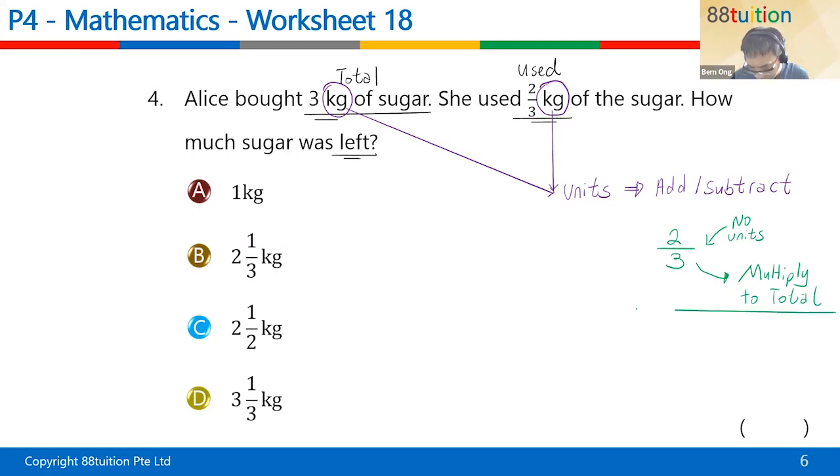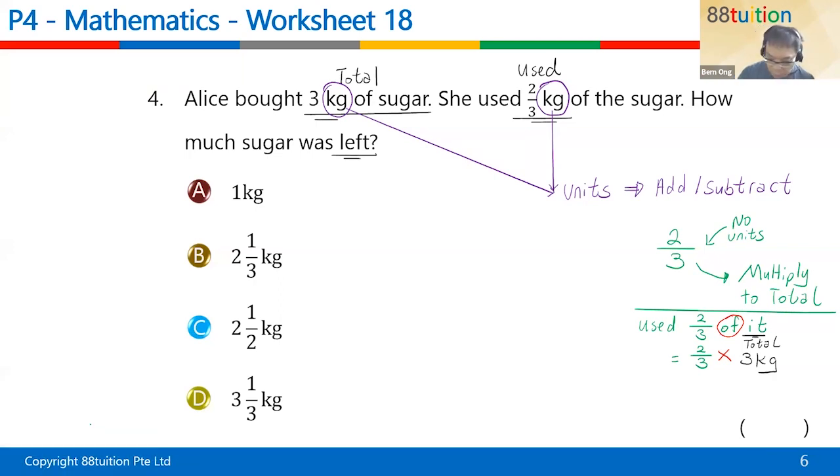One example is this. Look, they say she used 2/3 of it. Once again, there are no units for this. Can you see what's happening? 2/3 of it. What's the meaning of "of"? Have you learned this? "Of" means times. And the word "it", what does it represent? It represents the total, because we are talking about the sugar in the beginning. So 2/3 times 3 kg.